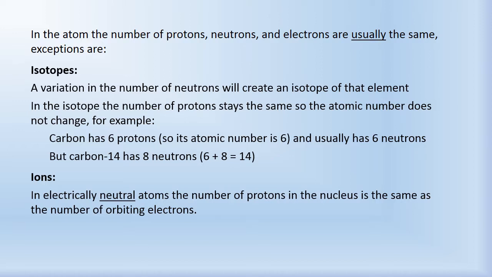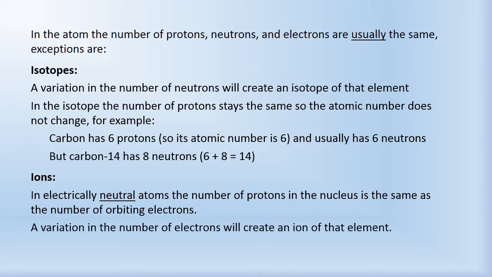Ions, here the variation is in the number of electrons. So in electrically neutral atoms, the number of protons in the nucleus, as we said, is the same as the number of orbiting electrons. But if you have a variation in the number of electrons, it will create an ion of that element. I-O-N, not I-R-O-N.